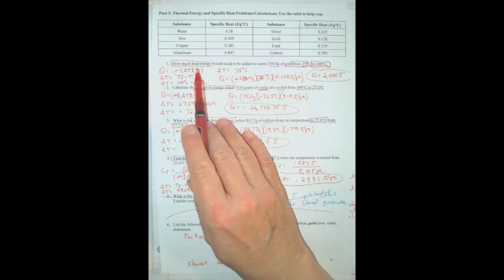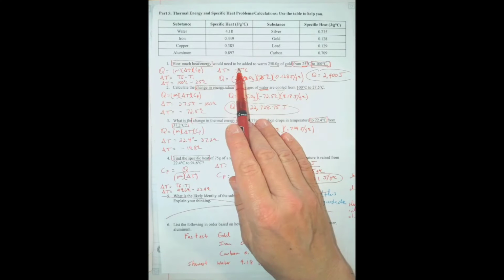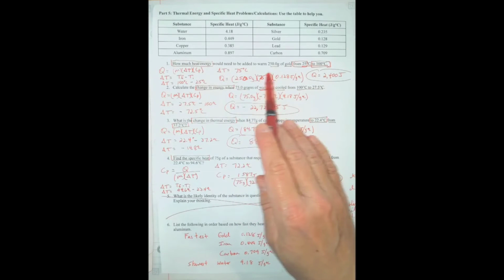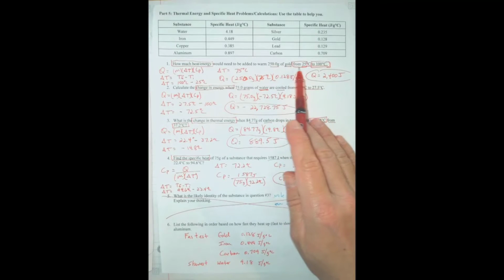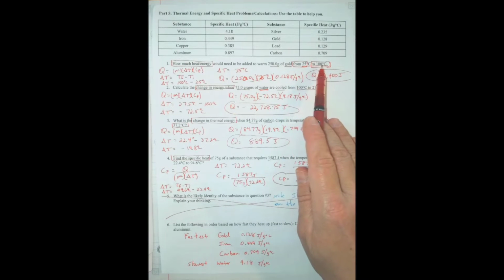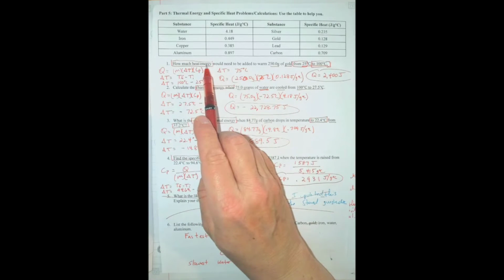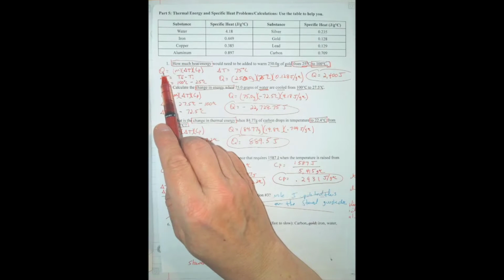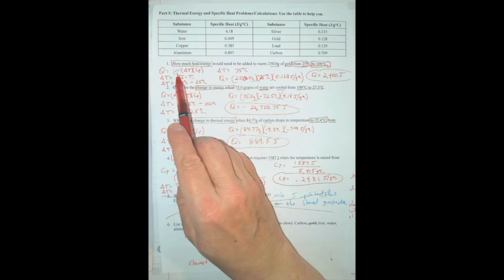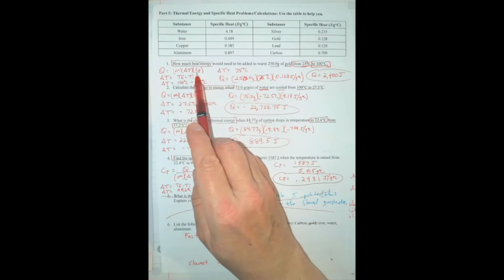All right, so number 1, how much heat energy would we need to be added to warm 25 grams of gold from 25 degrees Celsius to 100 degrees Celsius? Well, if we're going through our process, remember, we're trying to find how much energy, and that's when I go through my process, that's the first thing I do is to figure out what is it I'm trying to figure out. I'm trying to figure out how much energy we're going to need. So again, I'm going to start with that formula, Q equals mass times delta T times the specific heat.